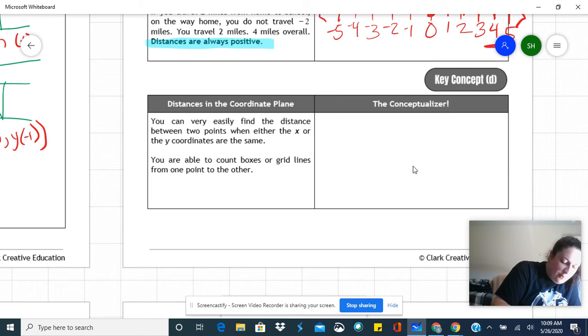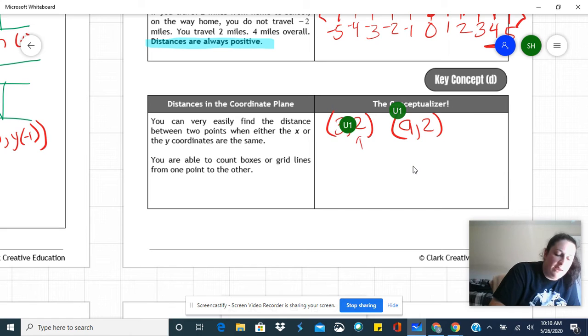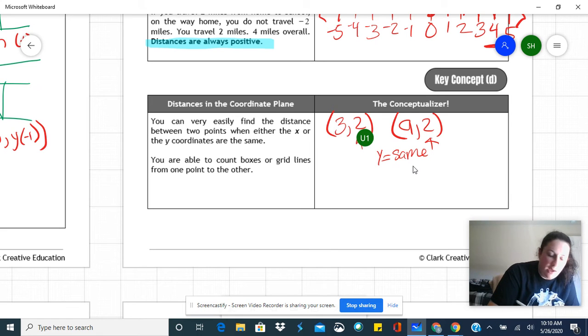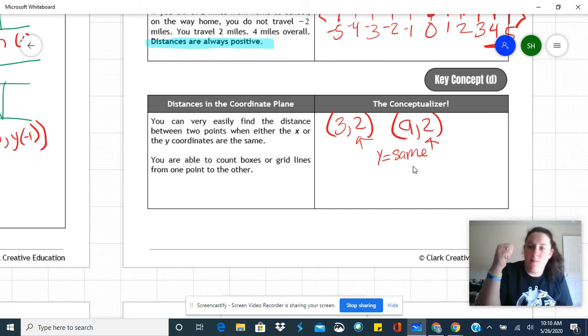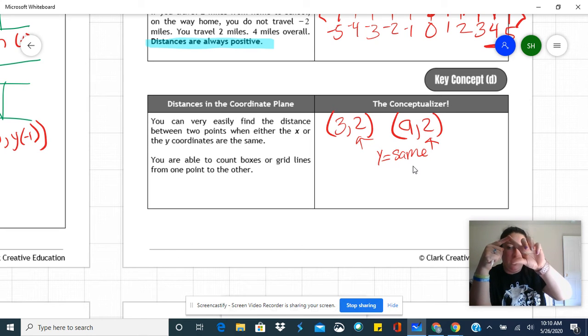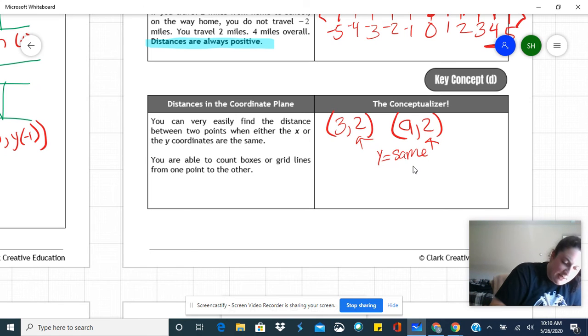If we have 3, 2, and 9, 2, our y's are the same. So you're just counting your x's. 3 to 4, 4 to 5, 5 to 6, 6 to 7, 7 to 8, 8 to 9. You will have 6 spots. Your distance will be 6.